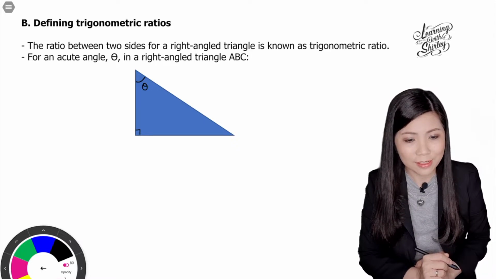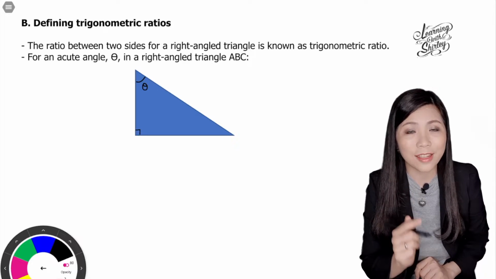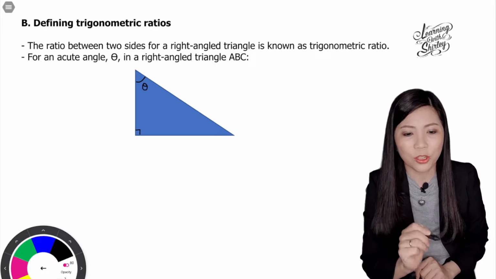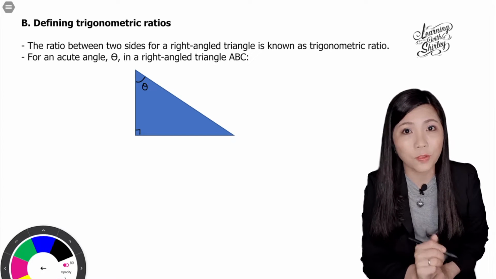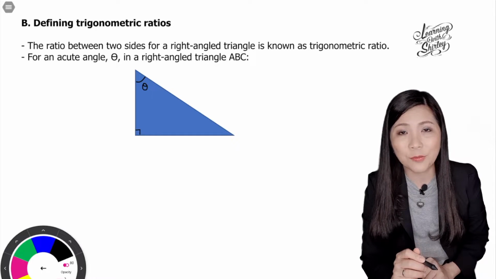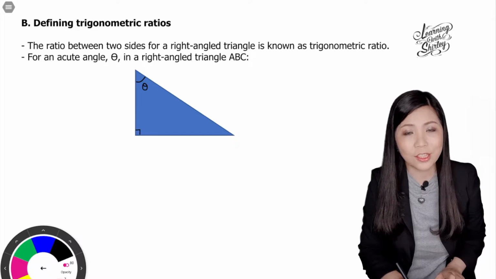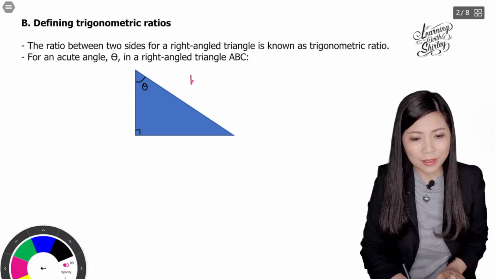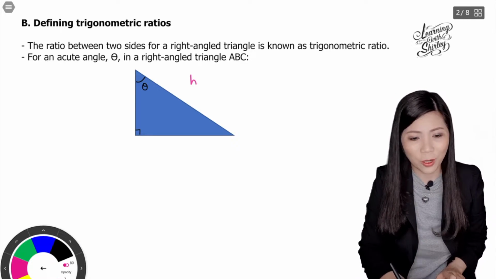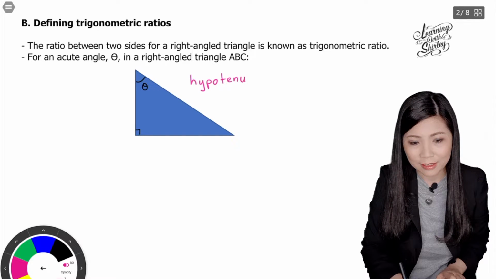The next part is to define trigonometric ratios. It means we have to find sine, cos, and tangent. So for this, I'm going to introduce to you what are the formulas of sine, cos, and tangent. For sine, cos, and tangent, it only applies for right angle triangles. Remember that. Okay? So whenever we see a triangle, we label the H, A, and O. So this is the hypotenuse because it's the longer side. So I'm going to label it as H.